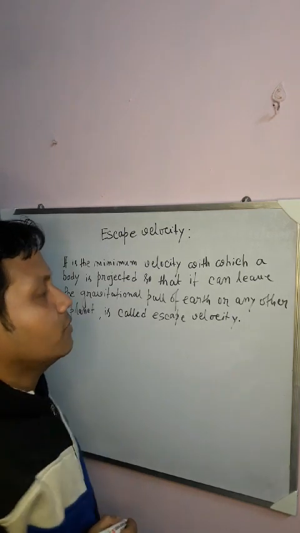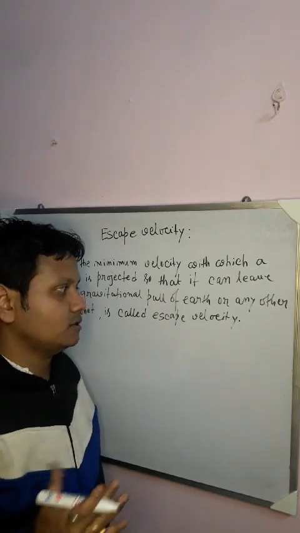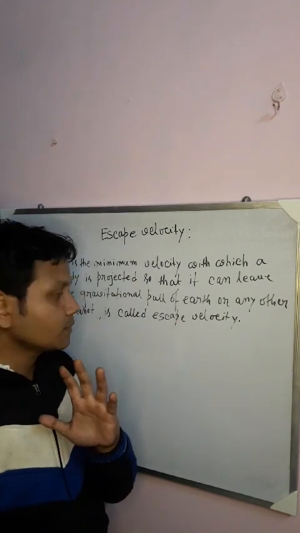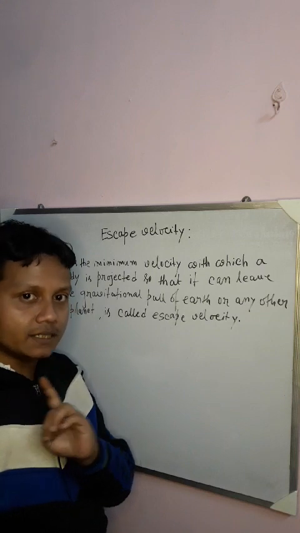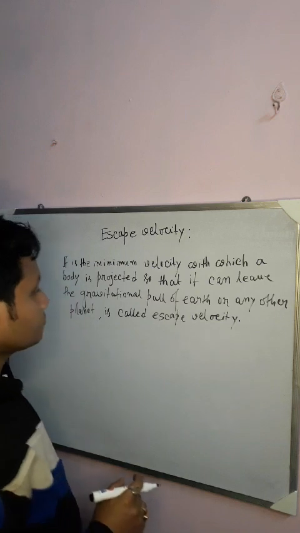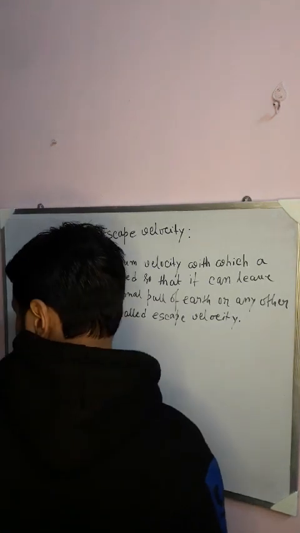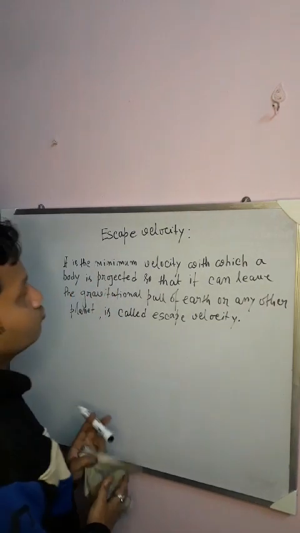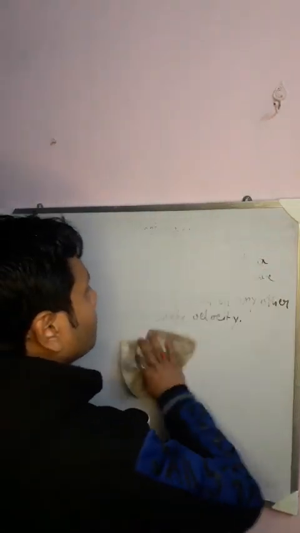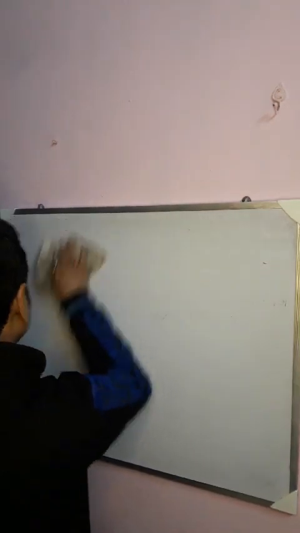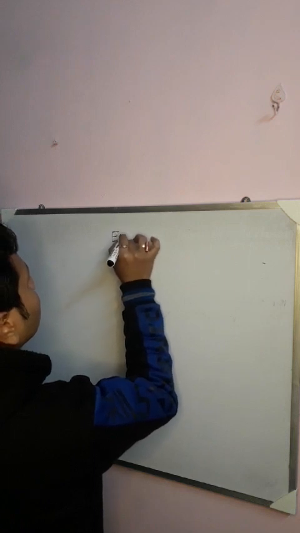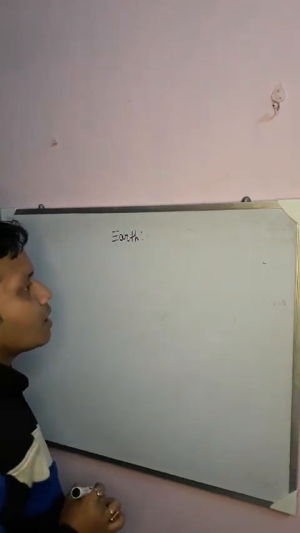Now it can be shown that the value of this escape velocity depends upon the size or radius of the planet. So how can we verify it? In order to justify this, let us take a suitable example. Let us take the example of Earth.